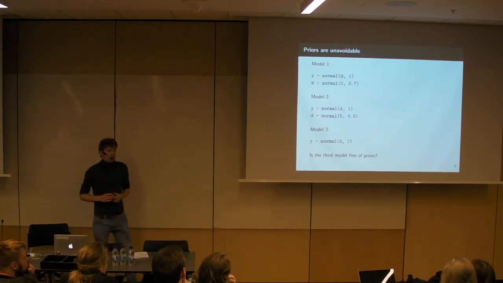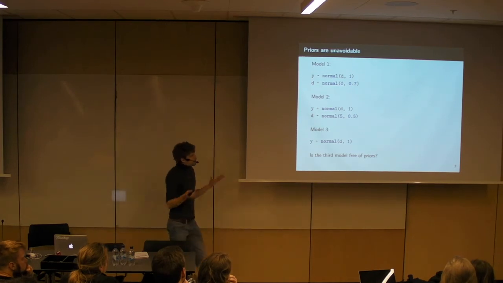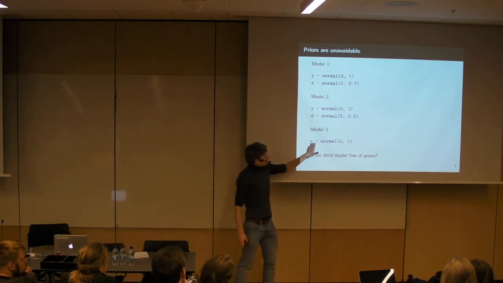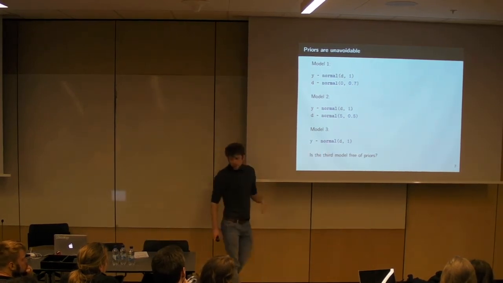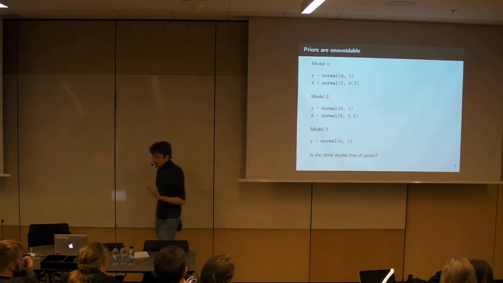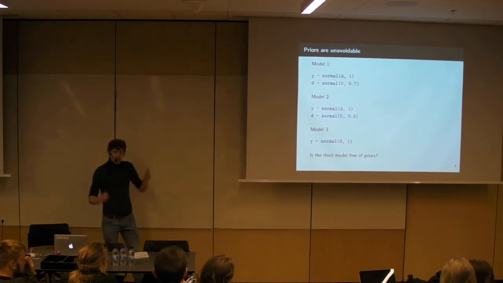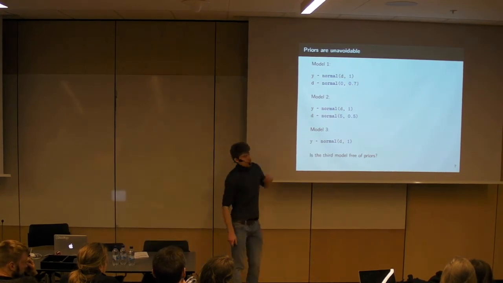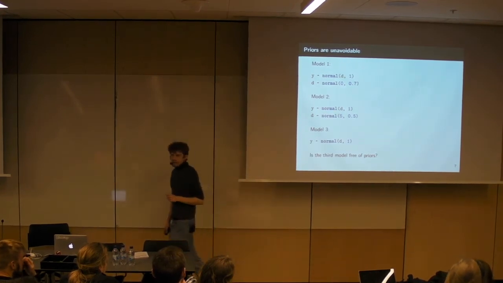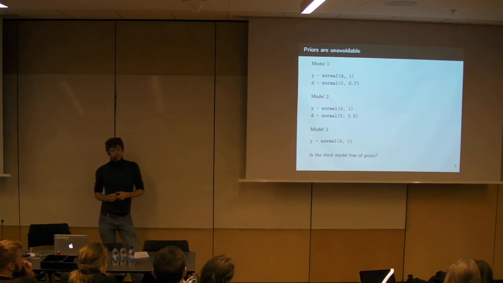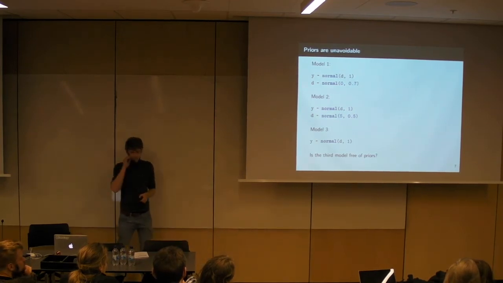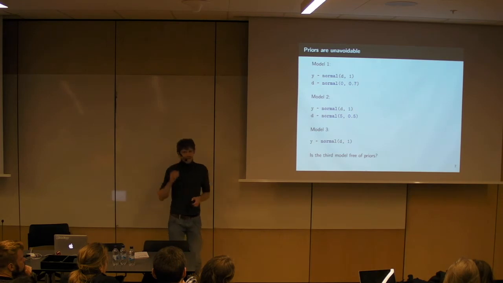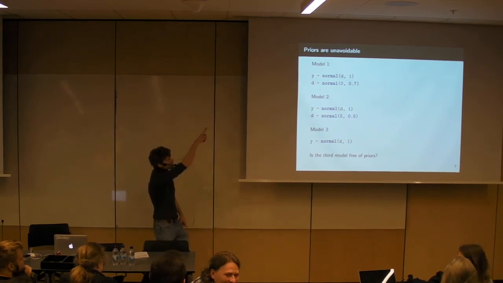Okay, so now we have the third model, which we could call the frequentist model, just having the likelihood. y is distributed normally around d with a fixed standard deviation of 1, and no prior. So the question to you would be, is the third model really free of priors? So what do you think? No. No, nice. That's what the title says.